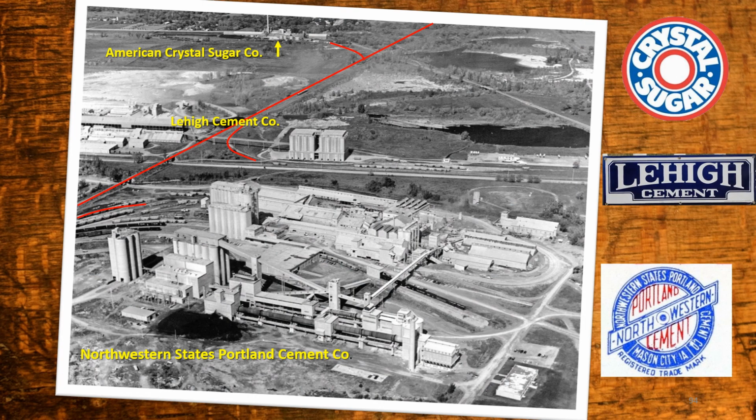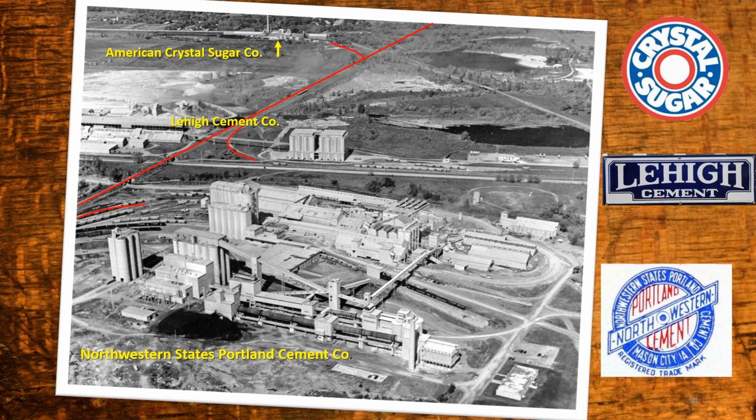Like I said, there's a lot of large industry. This is Mason City, Iowa. This is where I'm originally from. And you can see the red there, that's the Great Western tracks. And you can see on the top there, American Crystal Sugar Company, Lehigh Cement Company, and then in the front part of the photograph there is the large Northwestern States Portland Cement Company, all serviced by the Great Western, and other railroads got in there too, the M&L, the Northwestern, the Rock Island. But it did produce a lot of traffic for the Great Western.